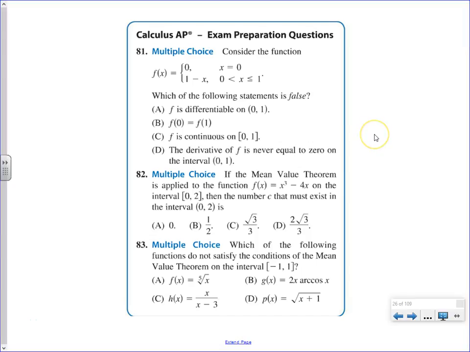E is false. And C is false. You see it do that? Yeah, let's wait. Okay, so you take what they give you.